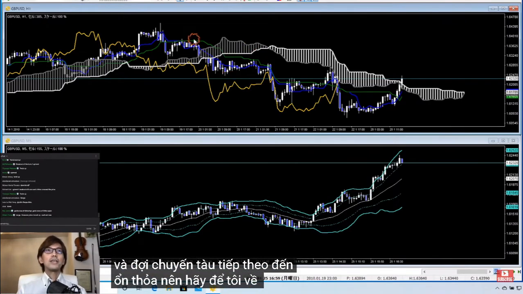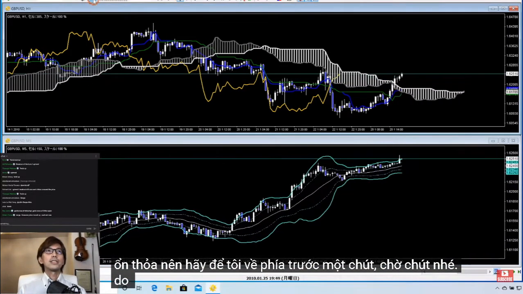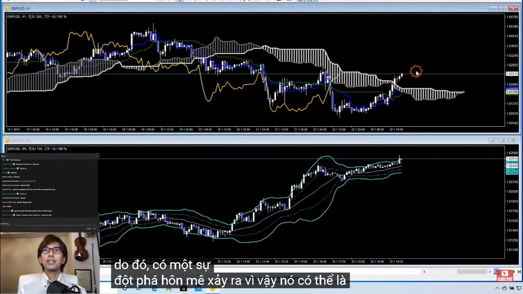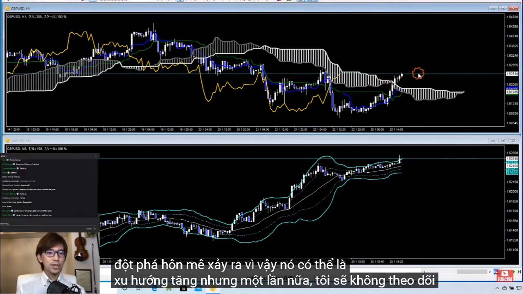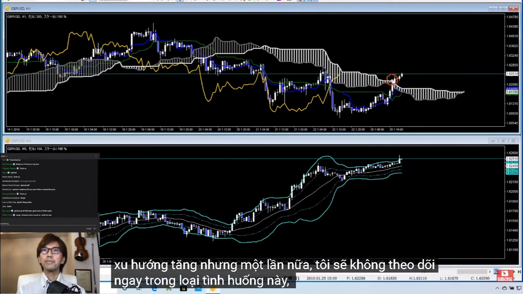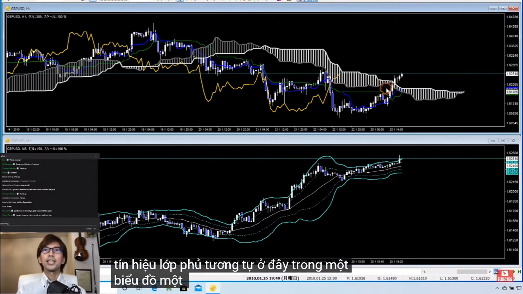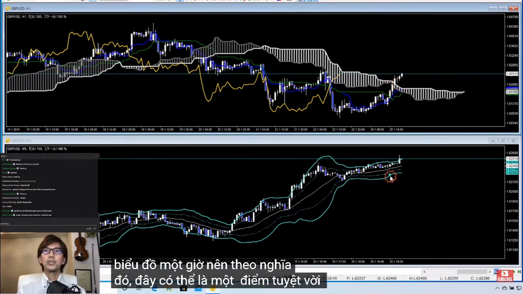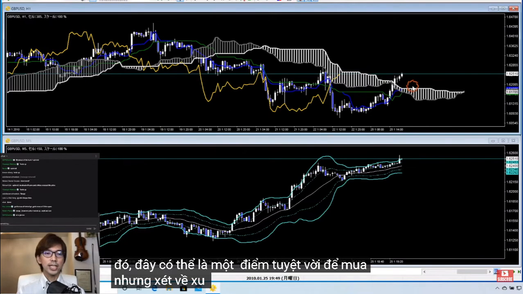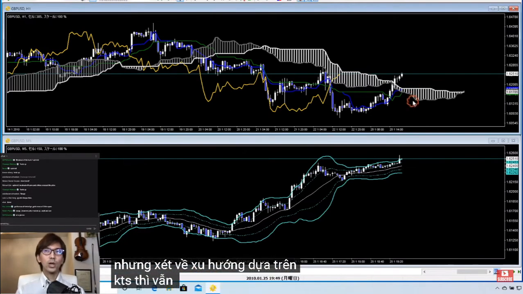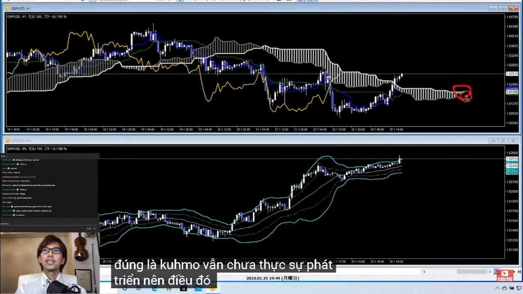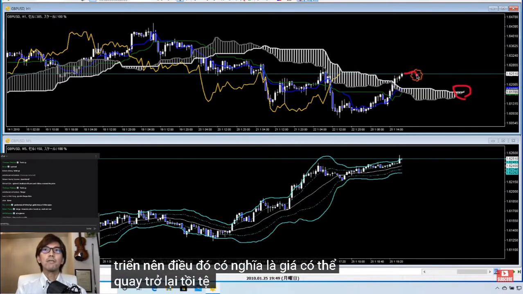Alright, so let me forward a little bit. Okay, so there is a Kumo breakout happening, so it might be the uptrend, but again, I won't take trades in this kind of a situation. I see the Sanyaku Koten signal here in the 1 hour chart, so in that sense this might be a great point to take buys, but in terms of the trend, based on the KTS, there is no trend yet, right? The Kumo is not really developed yet, so that means that the price might come backwards.